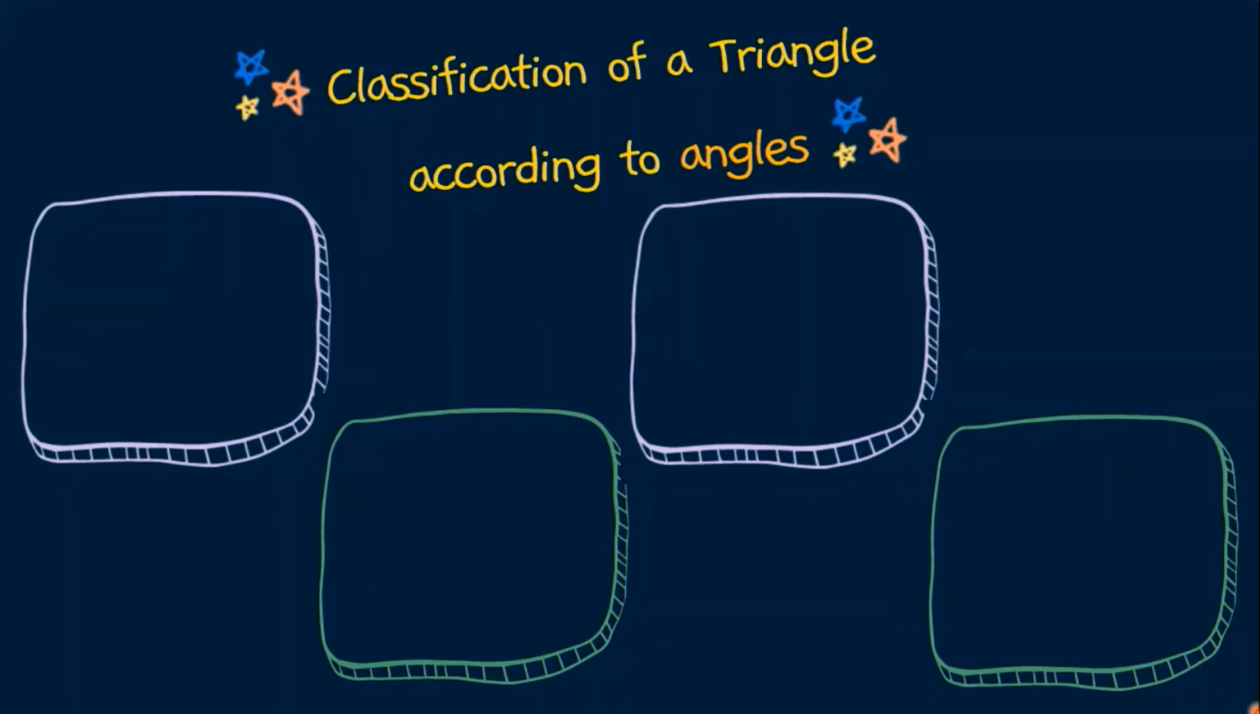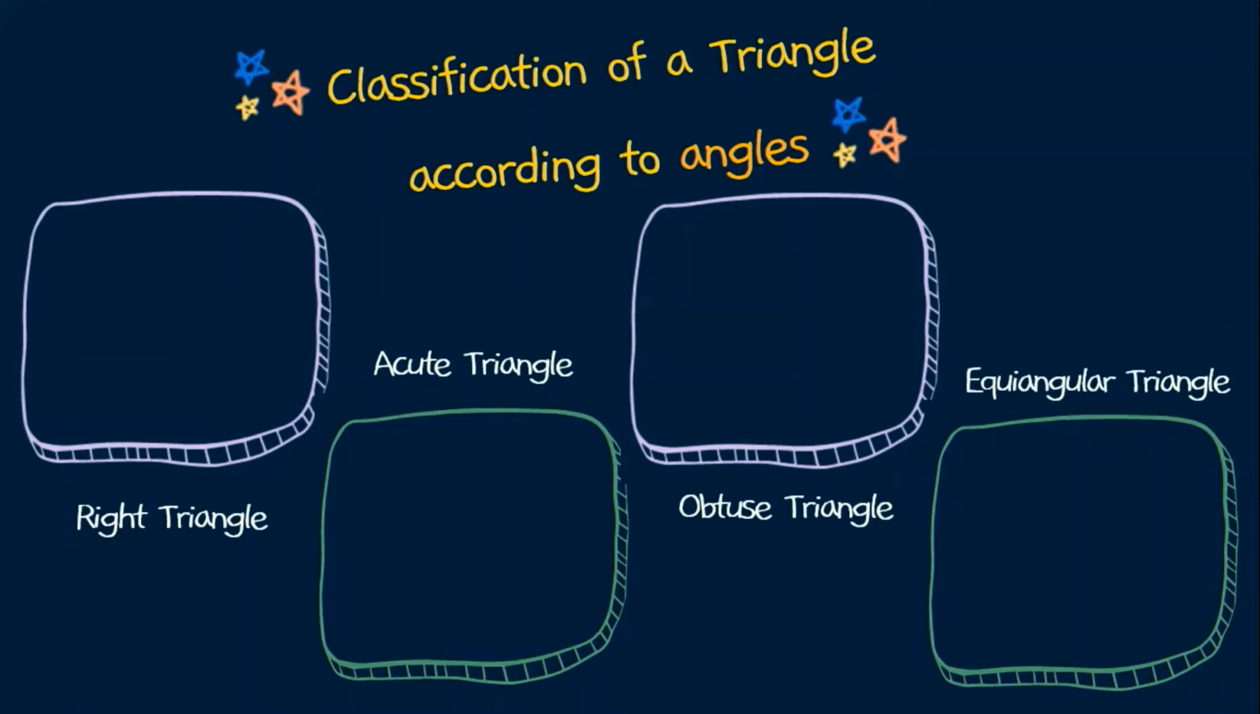Tulad ng nabanggit natin sa ating Lesson 5 about parts of a polygon, kung ilan ang dami ng sides ng isang polygon, ganun din ang dami ng kanyang angles and vertices. We have 4. Una ay right triangle, acute triangle, we also have obtuse triangle, and equiangular triangle. Itong apat na ito ay tumutukoy lamang sa angles of a triangle.